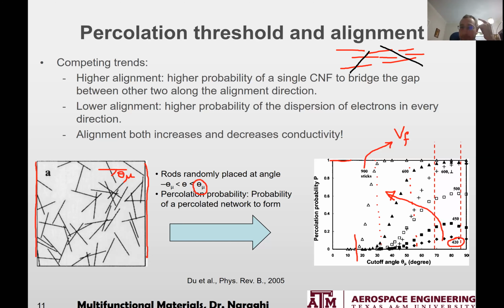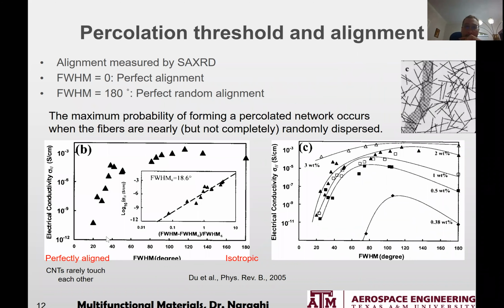So basically, with higher volume fractions and more randomness, the percolation threshold will happen earlier, at a lower volume fraction. But that does not mean that if I increase the alignment, my conductivity will always go down. That doesn't mean that, and I'll tell you why in the next slide. So this is an equivalent of the experiment of the previous slide. This is equivalent of the theta.